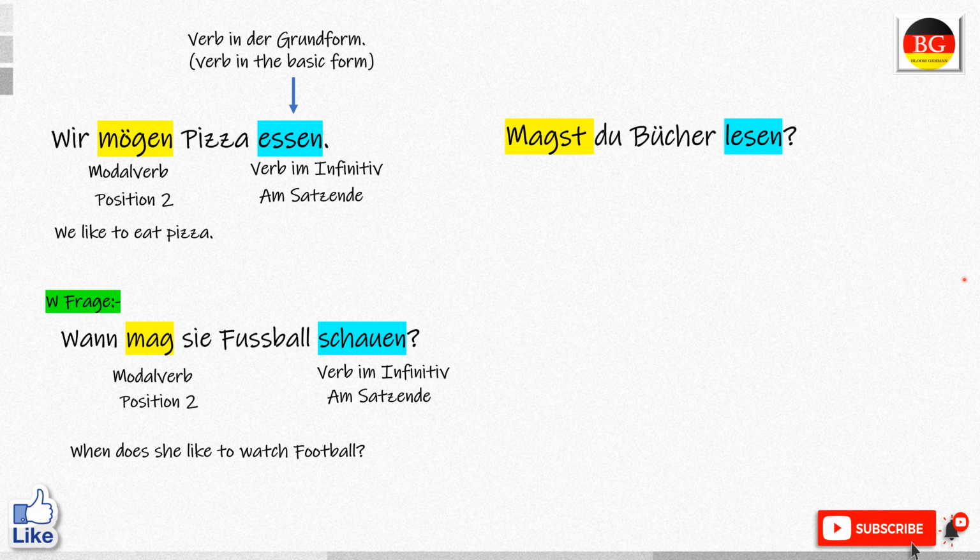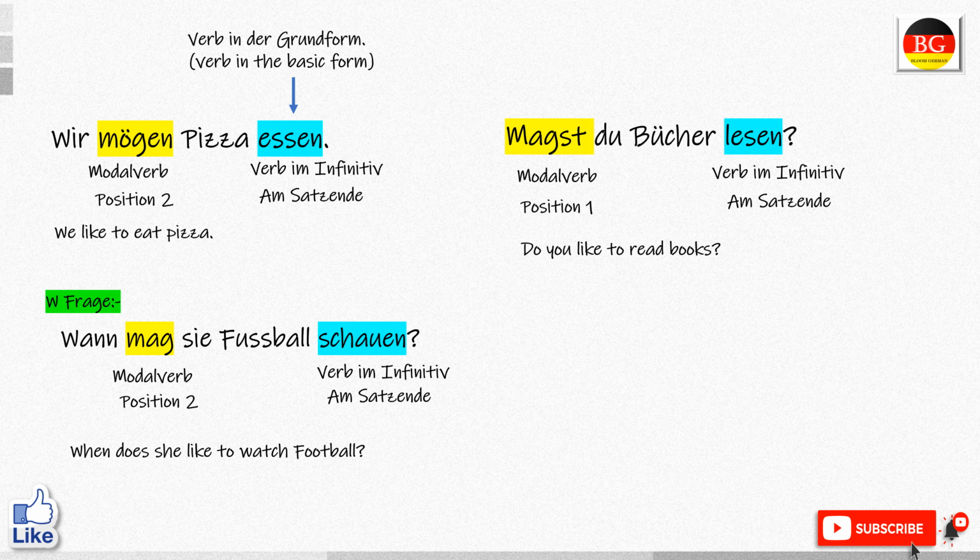Magst du Bücher lesen? Do you like to read books? Look here, the question starts with the modal verb in conjugated form. So this is a Ja-Nein-Frage. The rule is: modal verb in conjugated form plus subject plus object plus main verb in infinitive. So the modal verb takes position one and the verb in infinitive comes at the end of a sentence.